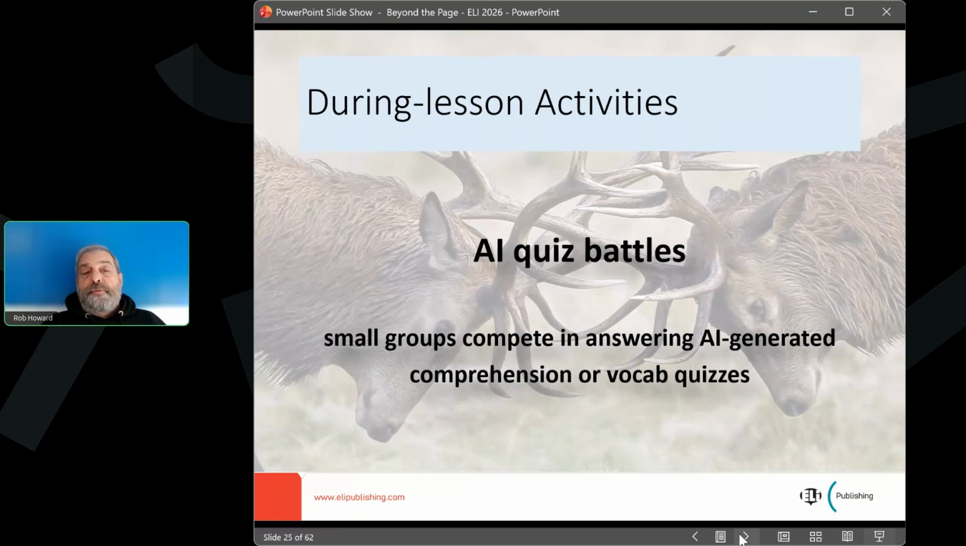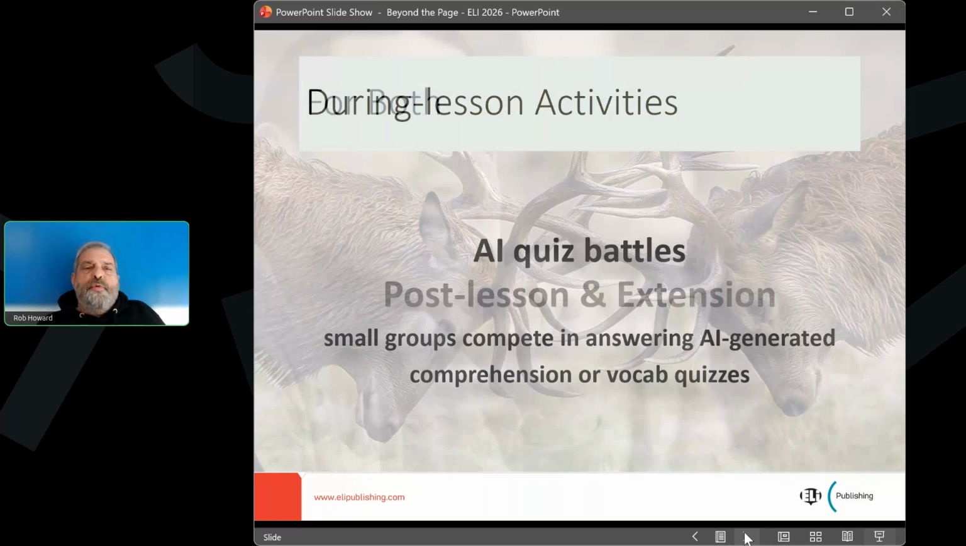AI quiz battles. You can have groups compete against each other in doing AI generated comprehension quizzes. Always fun. Kids especially love to compete. Everybody loves to compete. Have some fun. Let them go through and play against it. It gives a little bit of a break. It shouldn't be your whole class, but it could be 10, 15 minutes out of your class. Will break up the monotony and really help.